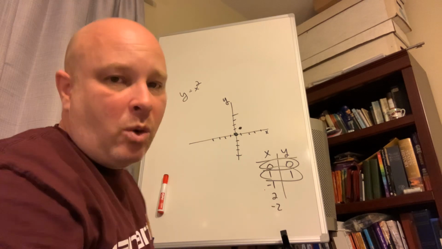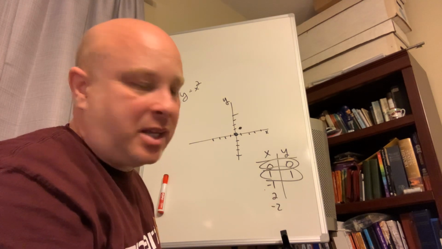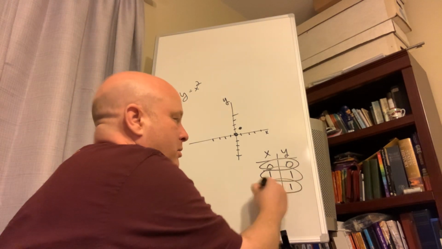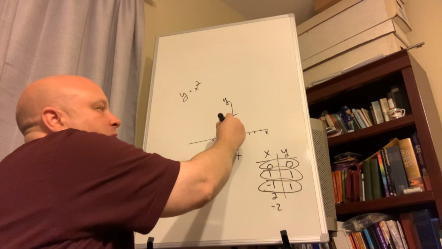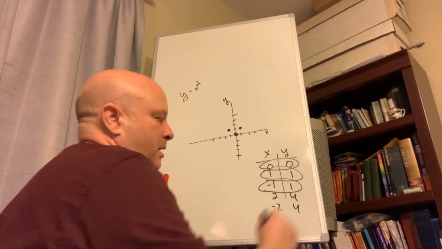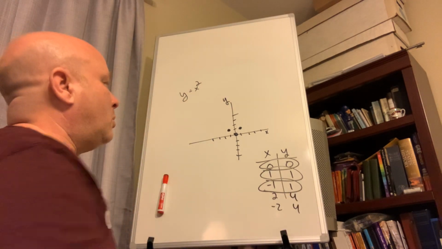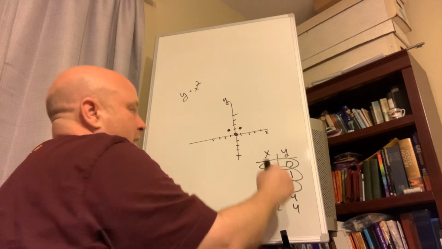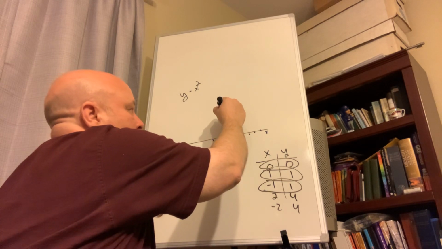Well, negative 1 squared, negative 1 times negative 1, is also positive 1. Okay, so when x equals negative 1, y also equals positive 1, and 2 and negative 2 squared are positive 4. So when x equals 2, y equals 4.